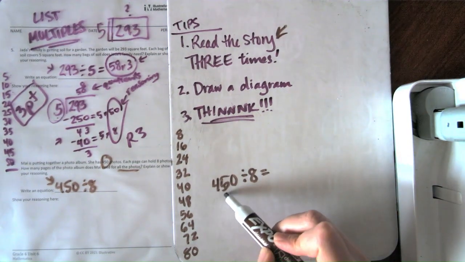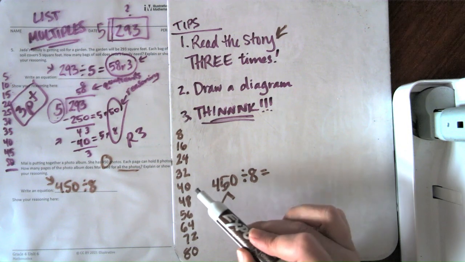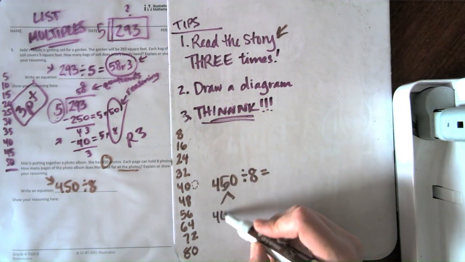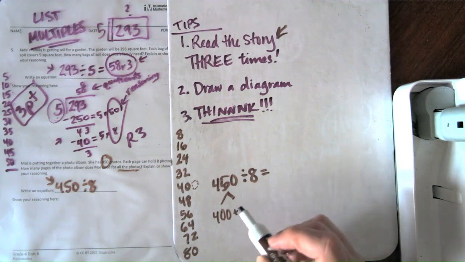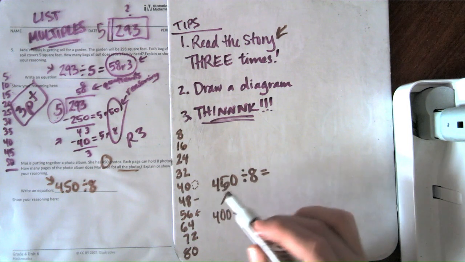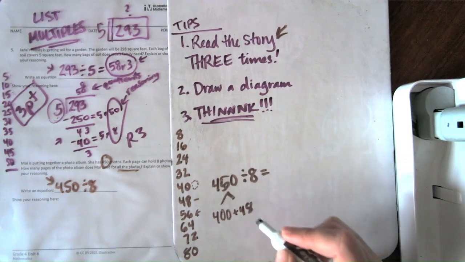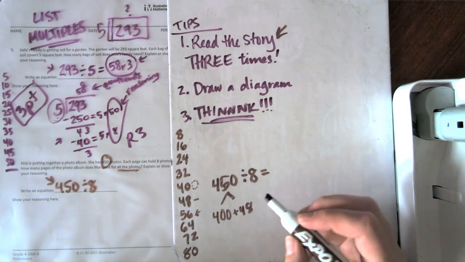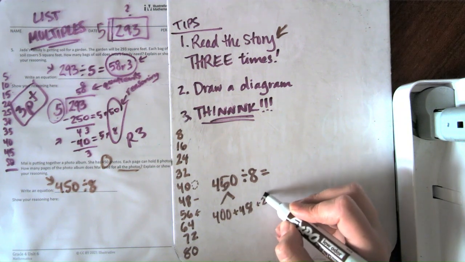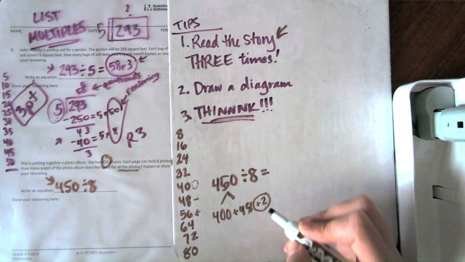Now I can break this down right now because I automatically see this 400. 400 plus 50. 50's not in my list. 48 is. 400 plus 48. And then that's 2 more. Okay, so it's looking like I'm going to have a remainder.